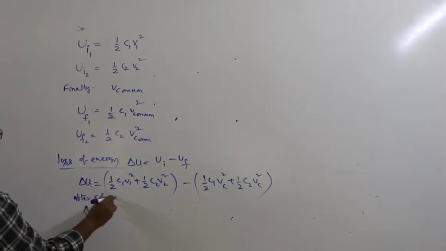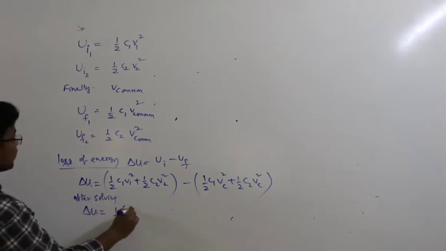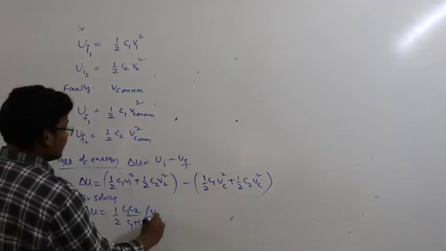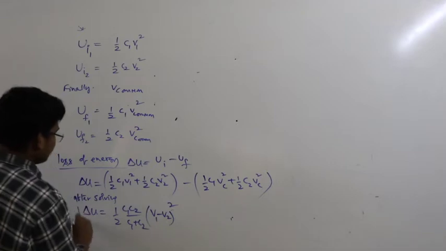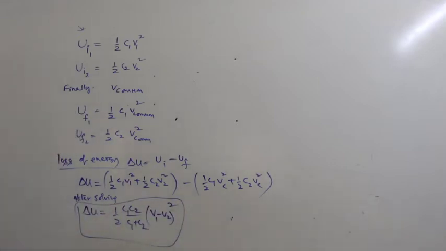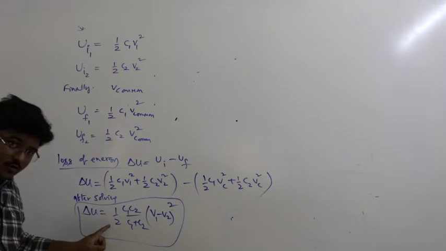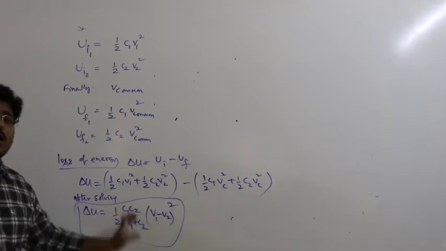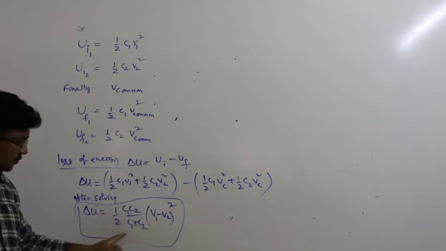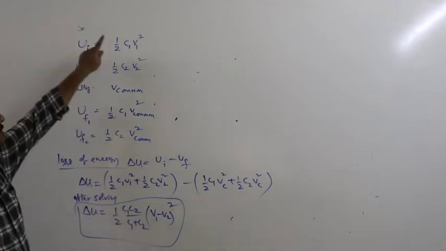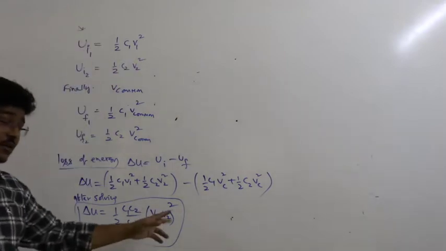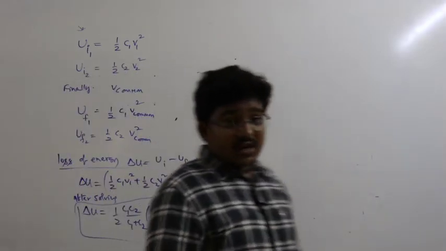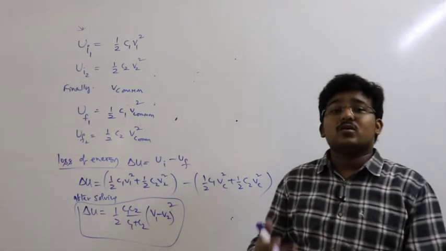After solving, you get a formula: half C1C2 by C1 plus C2 into (V1 minus V2) whole square. This is the loss of energy. It is like half CV square, with V1 the initial voltage of one and V2 the initial voltage of the other, and that difference is squared. So this is how to get the common potential and the loss of energy in the connections. Right? Now we will go to switching problems.